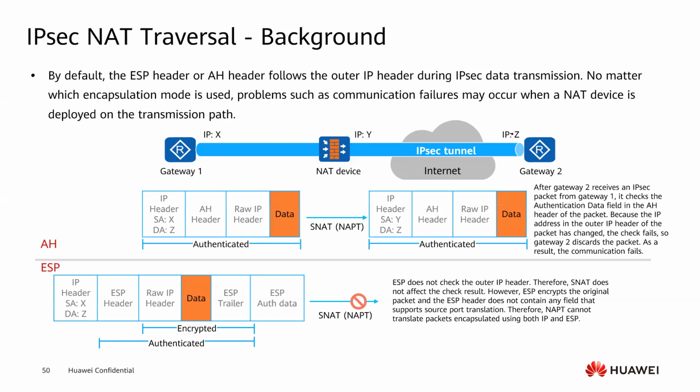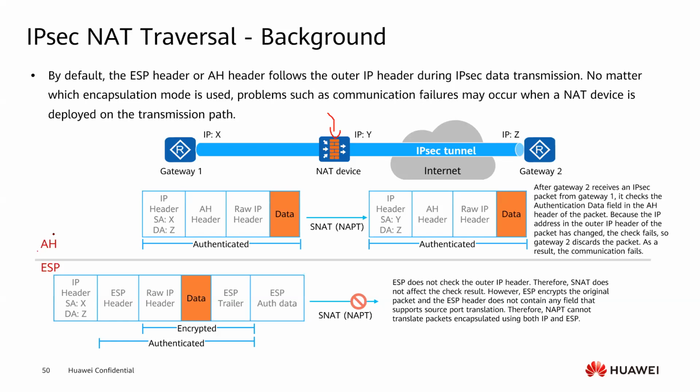Since in the network there will be a problem when two devices try to create the IPsec tunnel through NAT devices, because the NAT devices will change the outer header. So there will be an authentication problem.